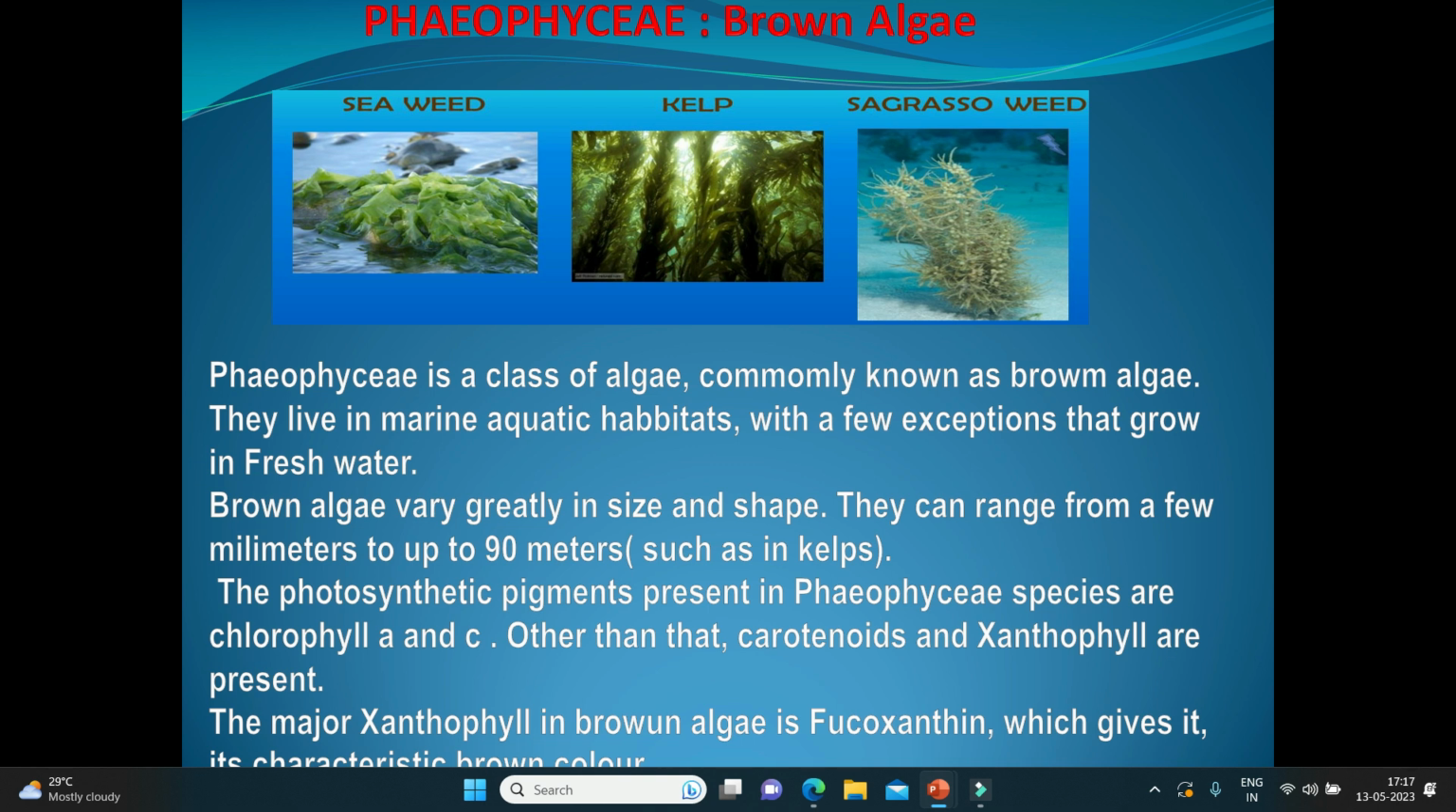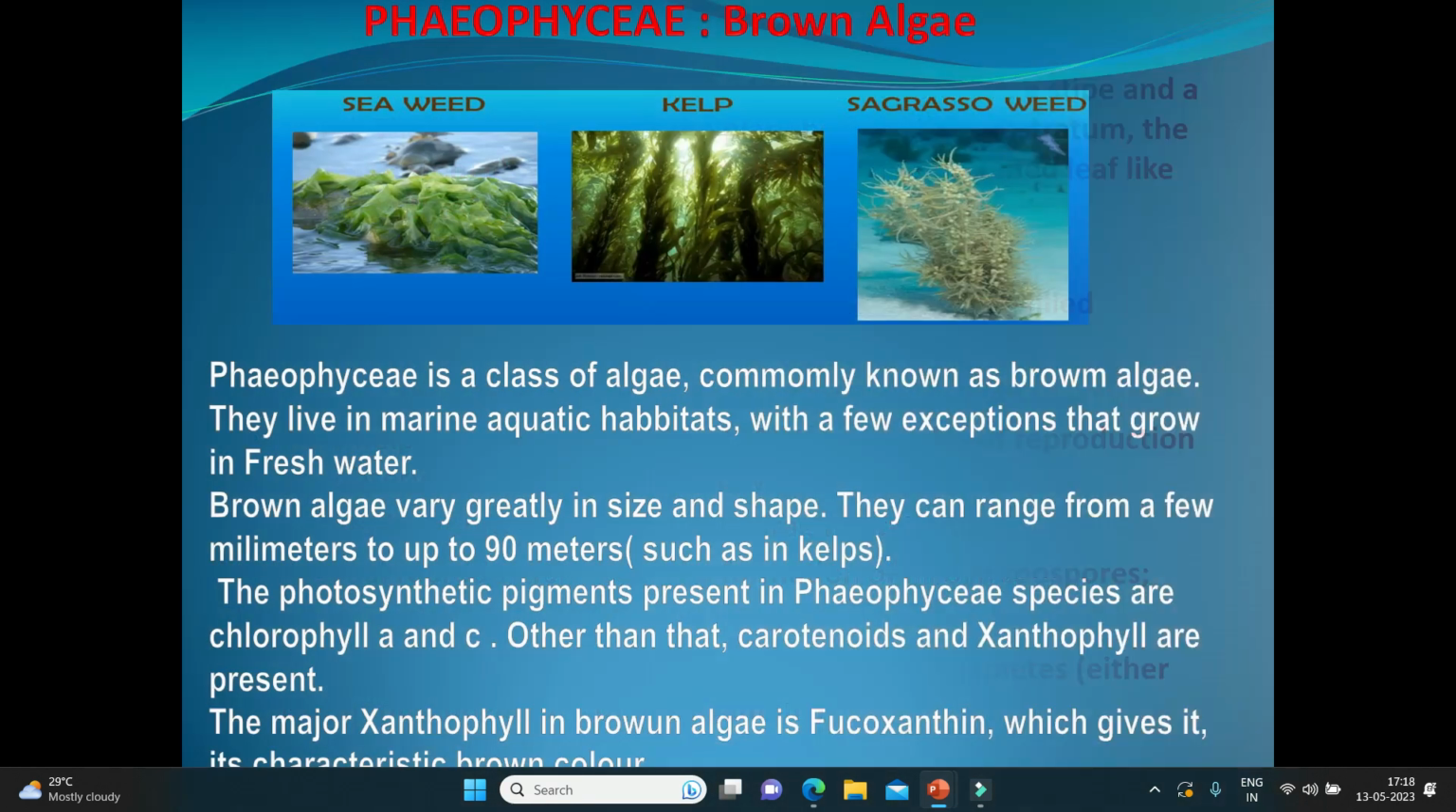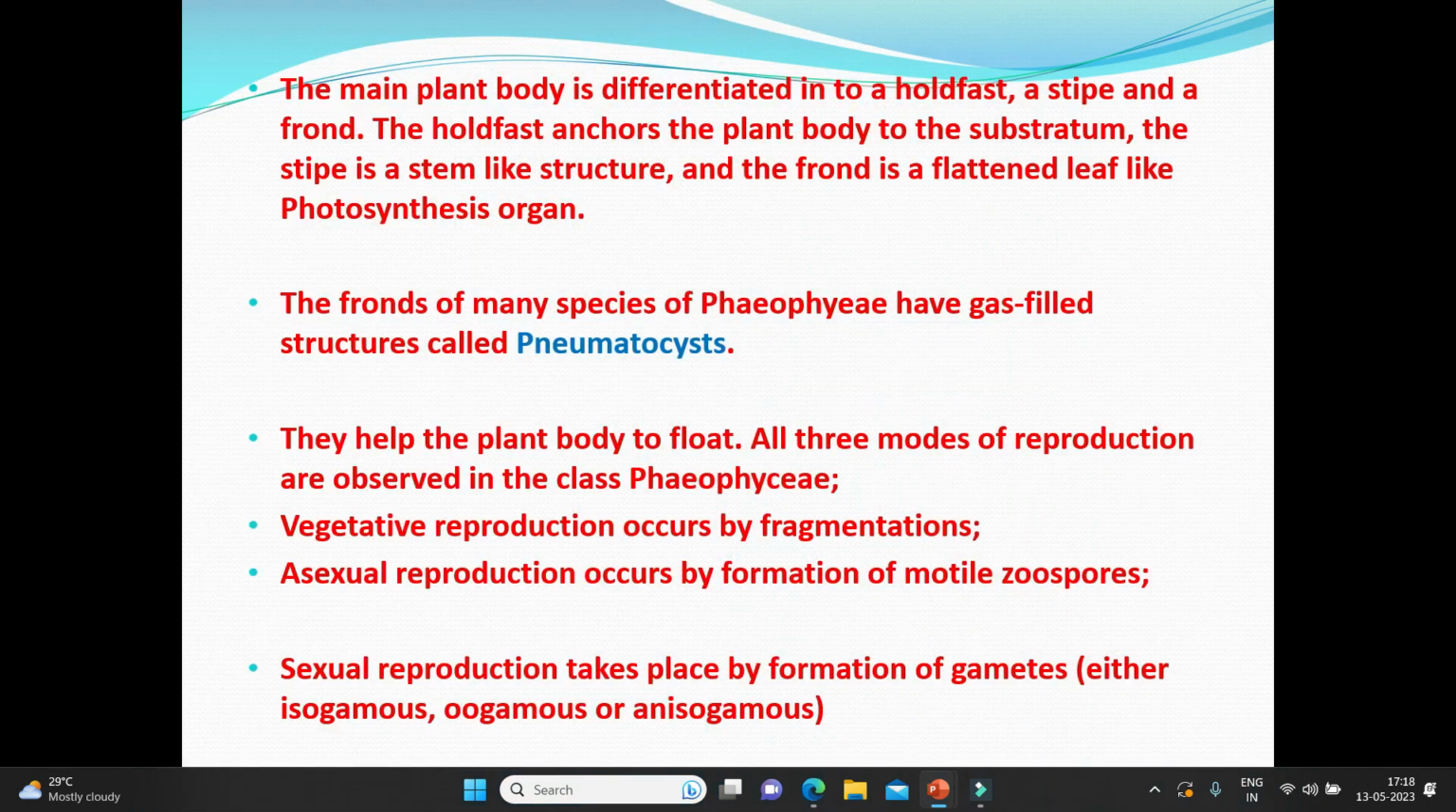The photosynthetic pigments present in Phaeophyceae species are chlorophyll a and c, and other than that, carotenoids and xanthophyll are present. Carotenoids are yellow, orange or red organic pigments that are produced by algae, and xanthophylls are also a major division of the carotenoid group. The major xanthophyll in brown algae is phaeoxanthin, which gives the characteristic brown color.